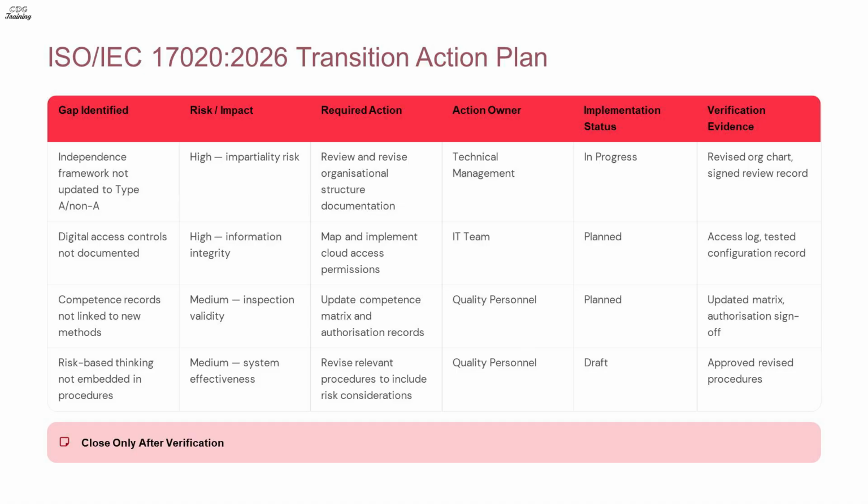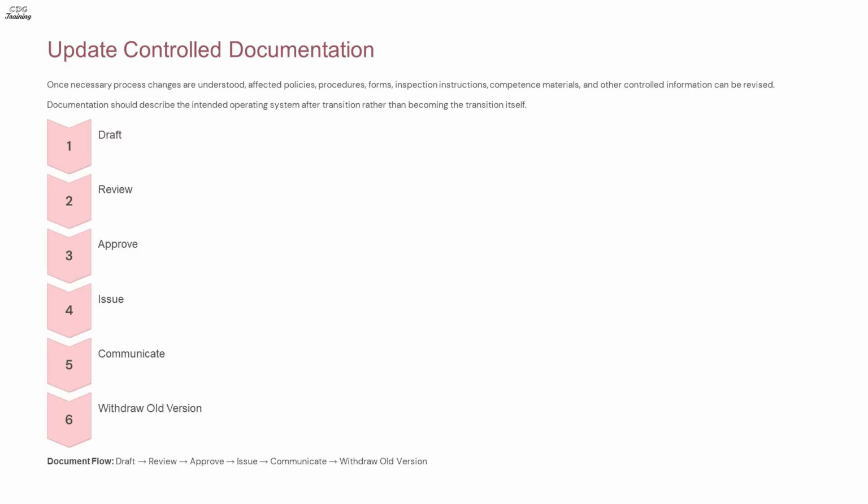The Transition Action Plan outlines key gaps, risks, required actions, action owners, implementation status, and verification evidence. Each element is crucial for ensuring a successful transition to the ISO/IEC 17020-2026 standards. Once necessary process changes are understood, affected policies, procedures, forms, inspection instructions, competence materials, and other controlled information can be revised. Documentation should describe the intended operating system after transition rather than becoming the transition itself.